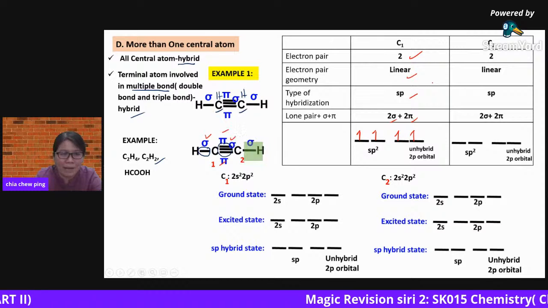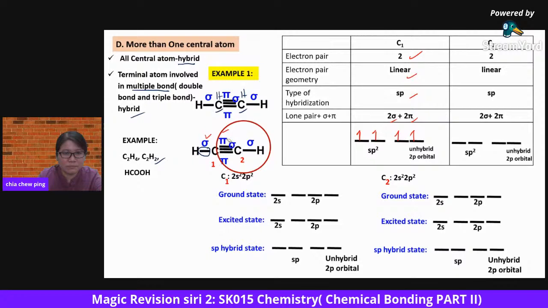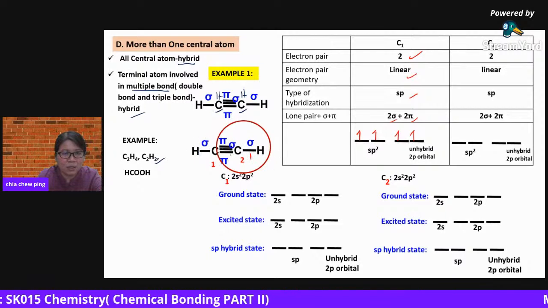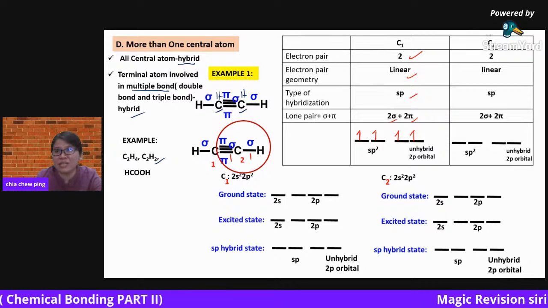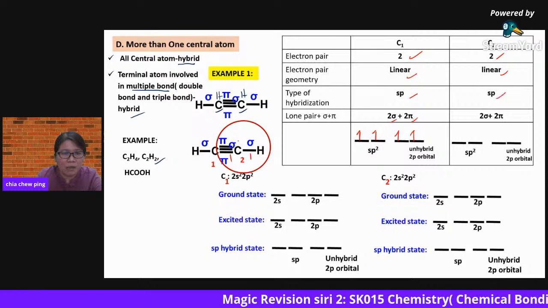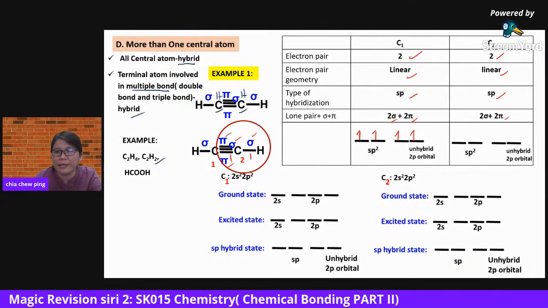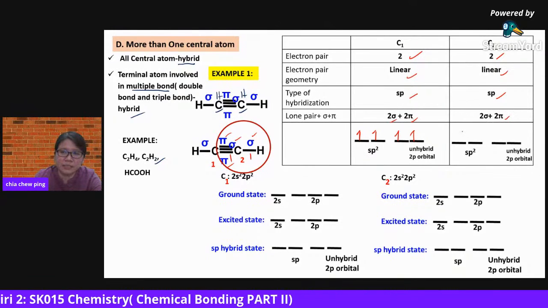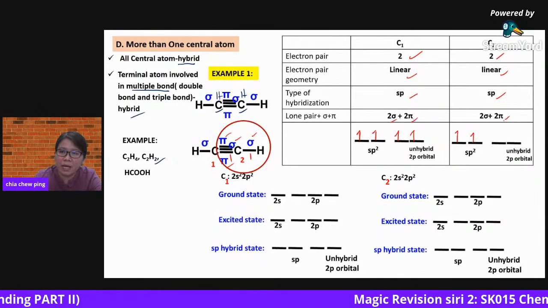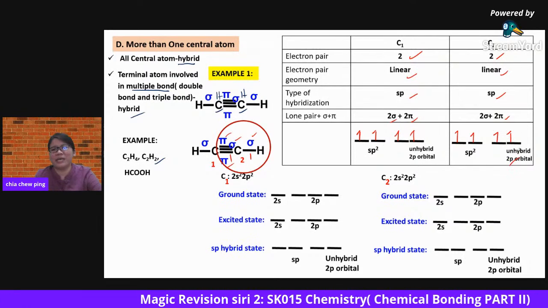Now how about carbon 2? For carbon 2, you can count how many electron pairs: 1, 1. The triple bond is considered 1. So the answer is 2 electron pairs, linear shape, sp. How many sigma bonds? 2 sigma and 2 pi. So we expect 2 sigma, 2 ampere, and 2 pi, 2 ampere. This is what we expect to get.